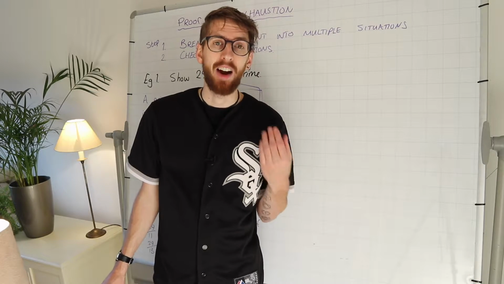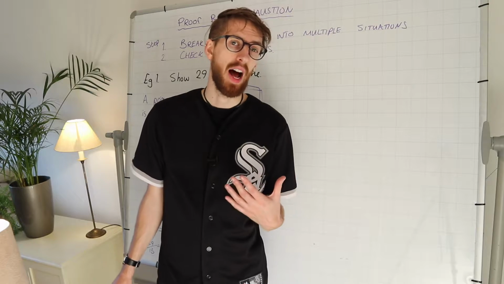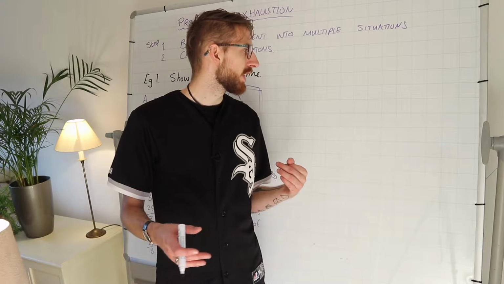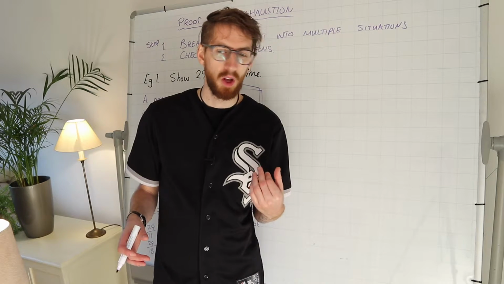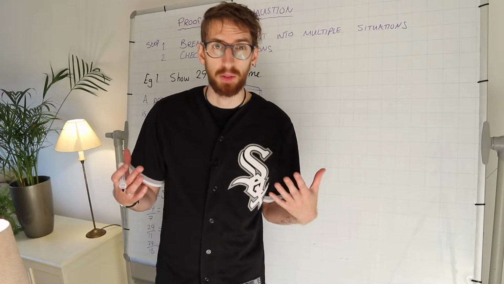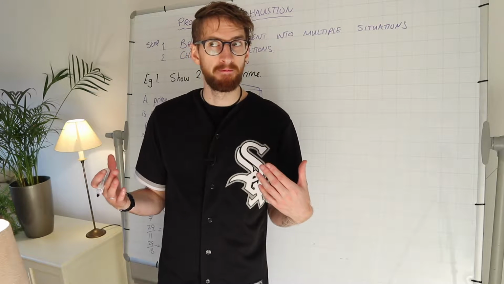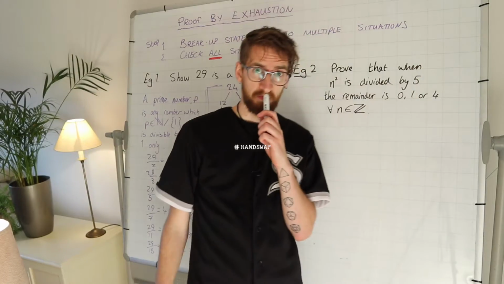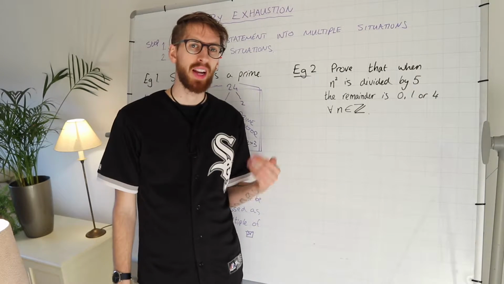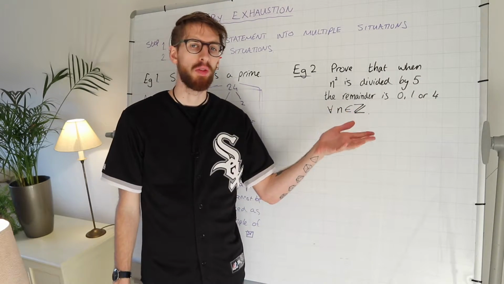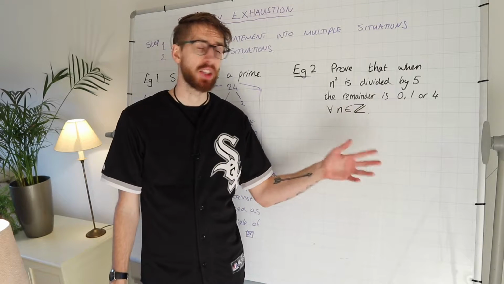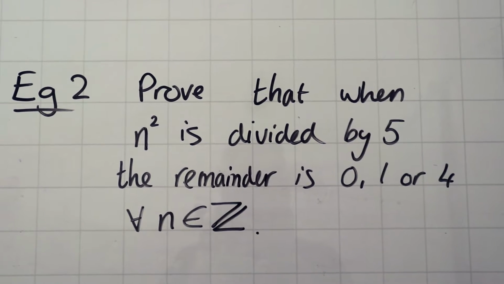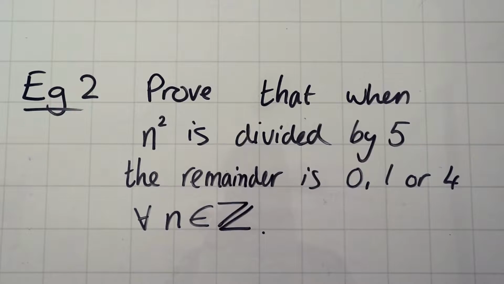Now sometimes these proof by exhaustion questions that you might get are really quite tricky and they involve a lot of algebra. It dips its toes into something called proof by deduction. So let's have a question which is kind of using algebra. This is our question. Prove that when n squared is divided by 5, the remainder is 0, 1 or 4 for all n in the integers, the Z integers. So no matter what number we put in there, we divide it by 5, we're going to get a remainder of 0, so it's divisible, 1 or 4.